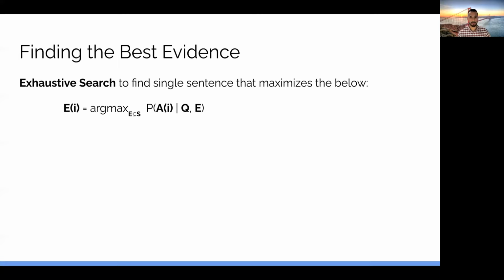And we have a bunch of different methods for tackling this problem of finding the best evidence, but I'm just showing a simple approach here, where we just do exhaustive search to find the single sentence that maximizes the probability of the answer, the particular answer choice. And we just do this in a brute force way, where we try every single sentence in the passage and pick the one that gets the highest probability.